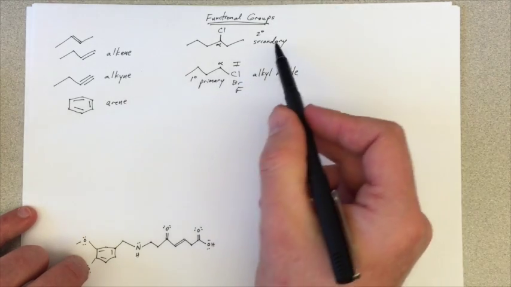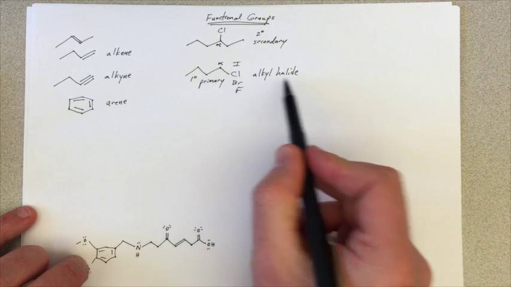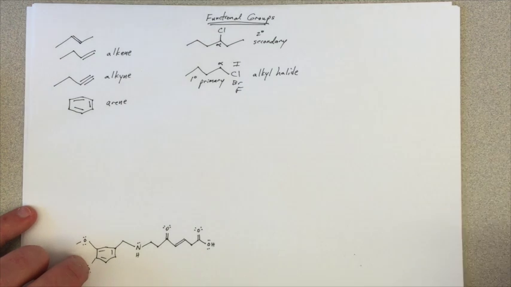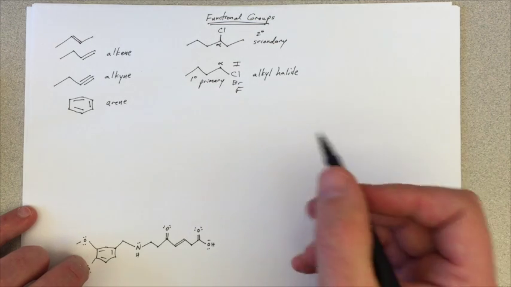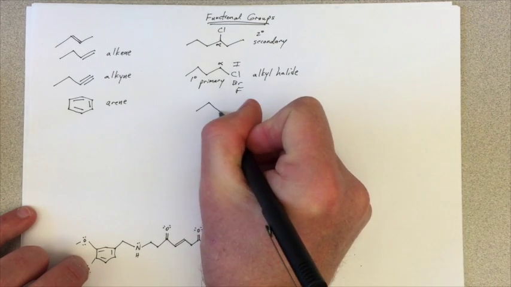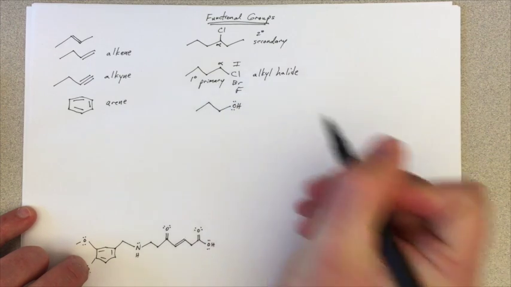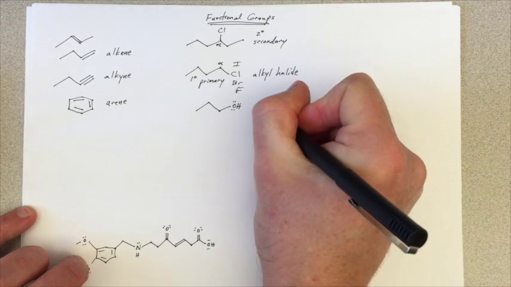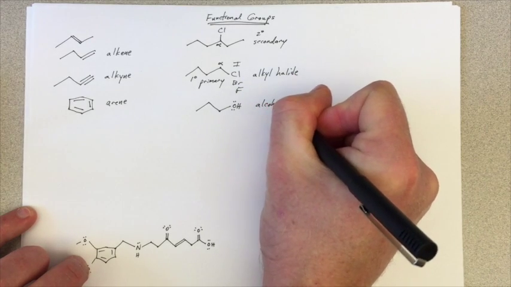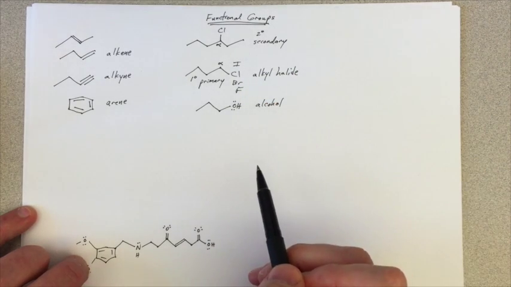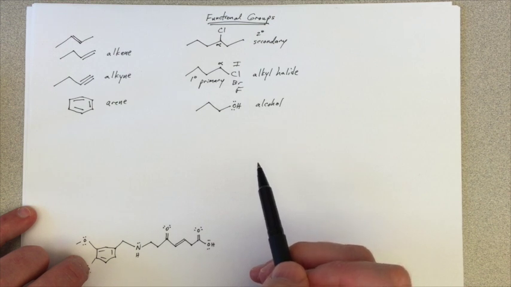This sort of nomenclature doesn't just pertain to alkyl halides. It can go for almost any functional group that we're talking about. Okay, that's alkyl halides. Let's look at some more examples. This is a very, very common functional group. This is an alcohol. Think about what type of alcohol this is. Is this a primary alcohol, secondary alcohol, tertiary alcohol?